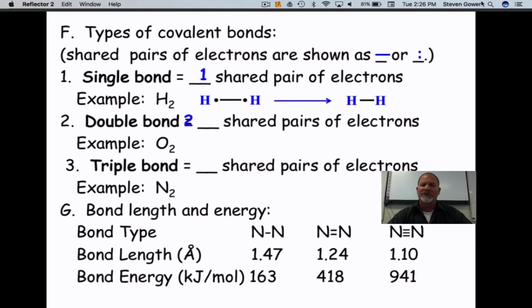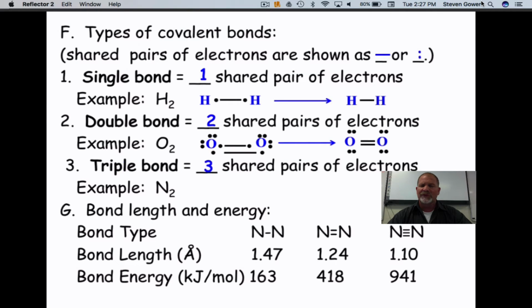In this process, each hydrogen is acting as if it has 2. A double bond is now 2 shared pairs. Oxygen comes as an example of that. Both oxygens say, we have 6, we need 8. Why don't we share 2 of ours? Share one pair and then share a second pair, and they form what they call a double bond between them. Again, acting as if they have a full octet.